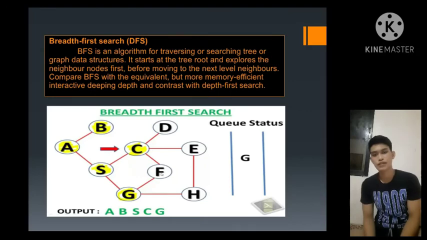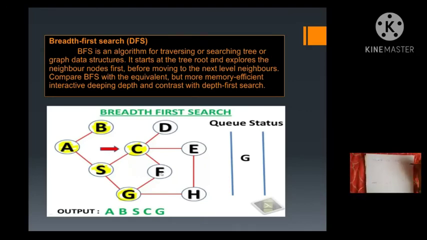The next one is breadth first search. First, we have to keep track of our steps with the help of our queue status and output. Let's start at our first node, which is node A. This will be our current node and we proceed to our adjacent unvisited node, node B. Next, we proceed to our next adjacent unvisited node, which is node S, and then we change our current node to B. And we proceed to our next adjacent unvisited node, node C, and then we change our current node to S.